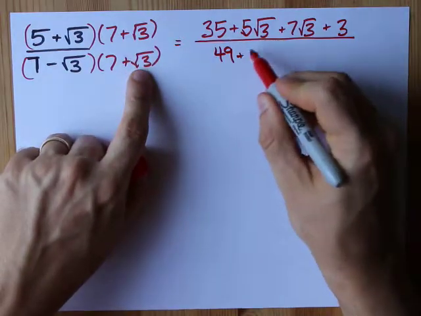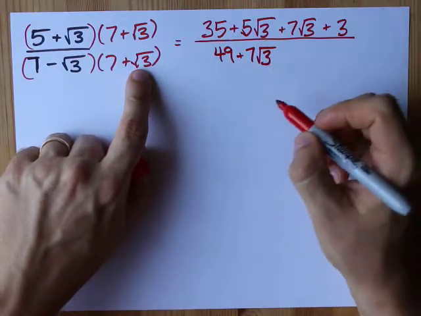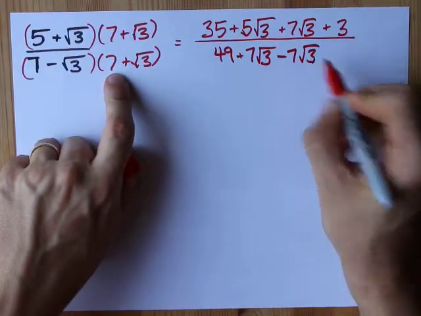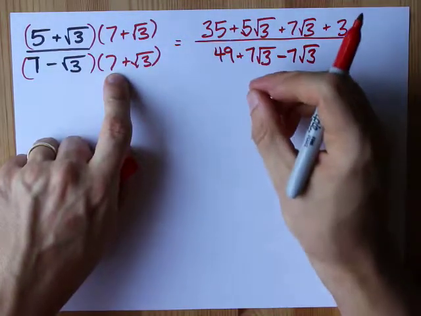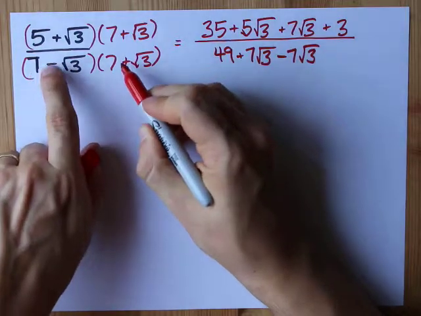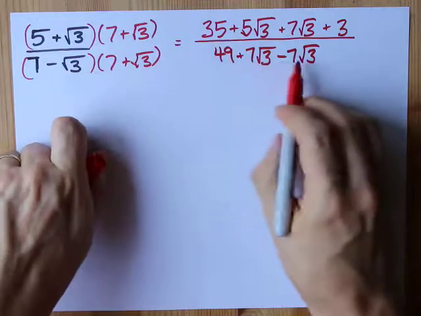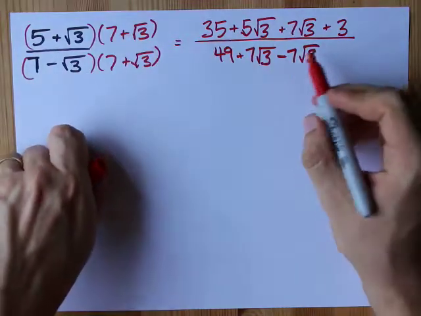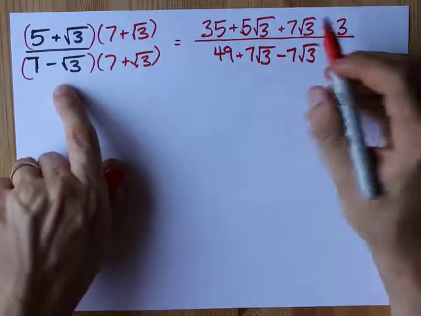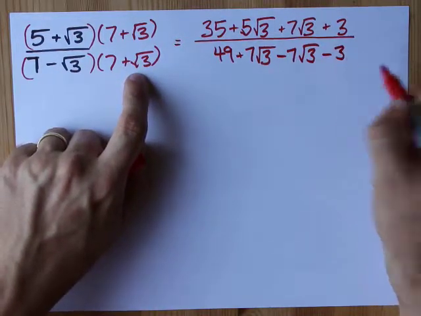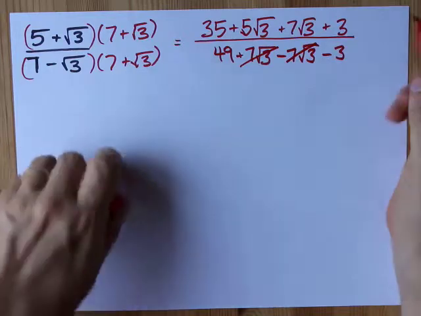7 times root 3 is plus 7 root 3. Negative root 3 times 7 is minus 7 root 3. Again, because we picked the conjugate, where these signs were flipped, the product of the outers and the inners cancel with each other. Plus 7 root 3 minus 7 root 3, we're going to cancel those right after I do negative root 3 times positive root 3. That's minus 3. These cancel as promised.